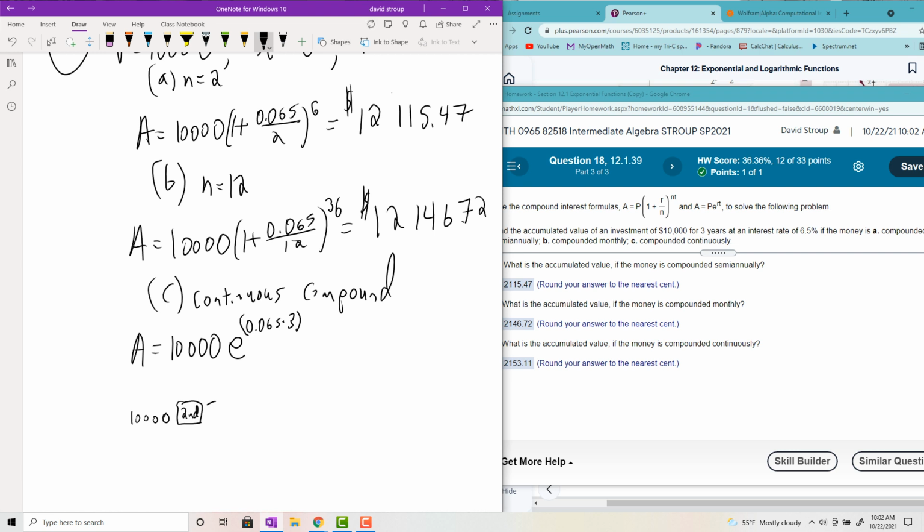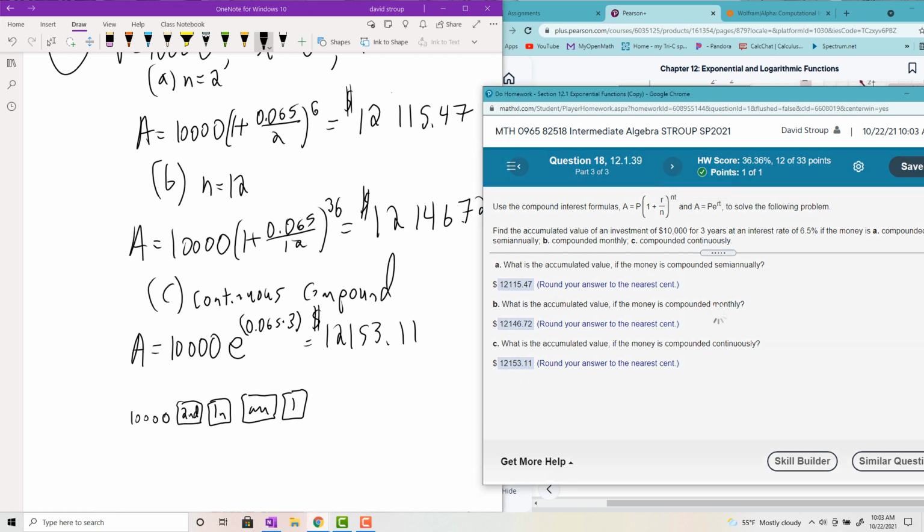I had to hit the second button and then the LN button, and then I put in the 0.065 times 3, and then I had to hit a parentheses, and then I hit enter, and I got 12153.11. So you see, it's not like you got $1 million, right? It's only a little bit more than monthly compounding, but you always want to push for continuous compounding. Okay, long story short.